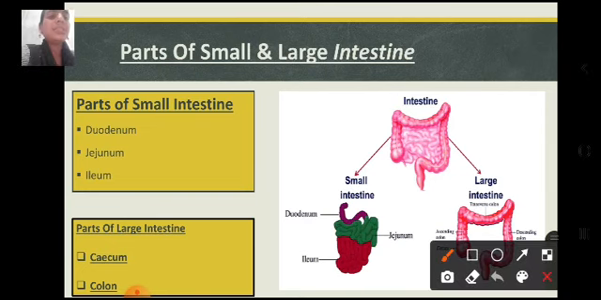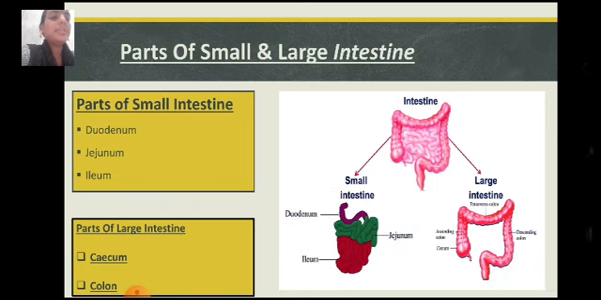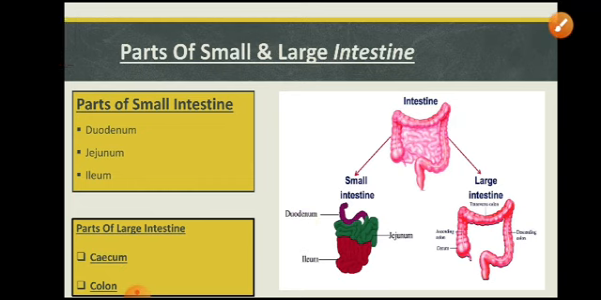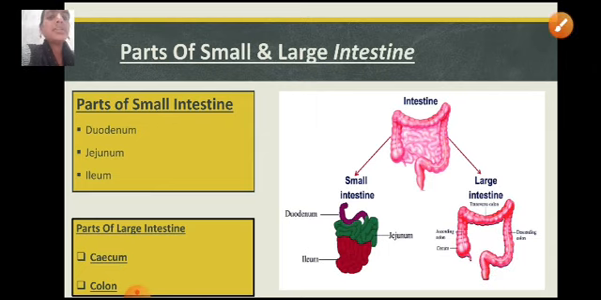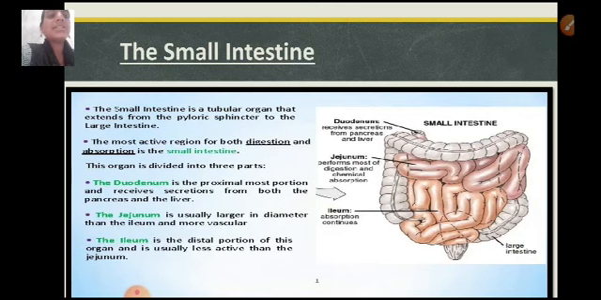Here you can see the structure of the small intestine first of all. The first part is the duodenum, second one is the jejunum, and the last part of the small intestine is the ileum. Here in this second diagram, you can see that the large intestine also has been divided into two parts. You can see it is the colon and the cecum. So let us proceed and study about the two intestines one by one.